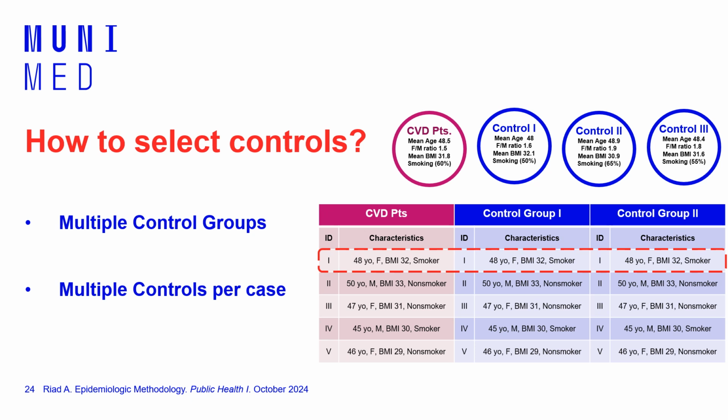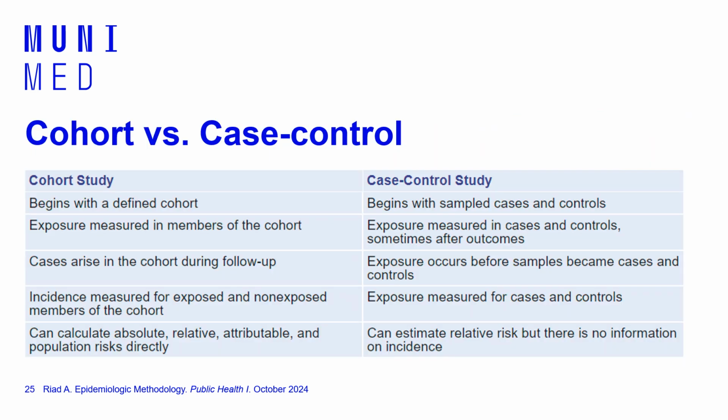Here the comparison is made on an individual level rather than a group level like in the previous approach. The multiple control groups approach, the first approach you see in this slide, is based on the general characteristics of the patient group. However, multiple controls per case is based on the characteristics of individual patients in the patient group. Then this is a quick comparison between cohort studies versus case control studies.